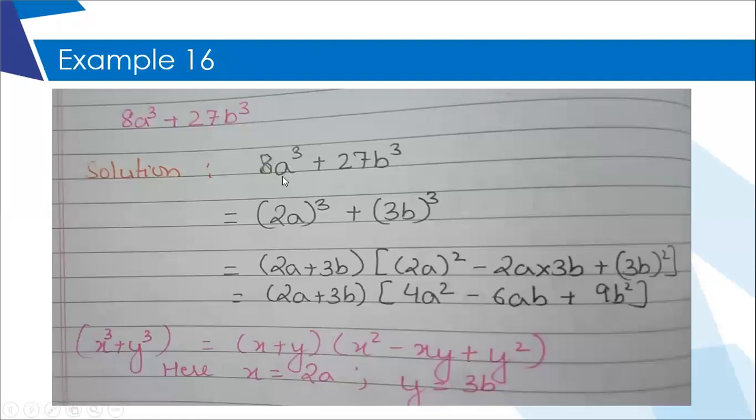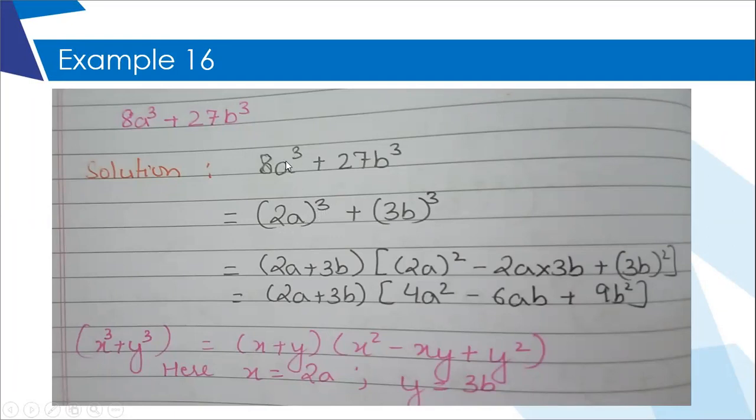If you see the first term, children, there is a cube on a only and not on 8. So I can only apply my identity when the entire term is inside the cube. So I have to make certain changes, in the sense that I will be writing something else in place of 8 so that my entire first term as well as second term comes inside the cube power. So 8 is nothing but cube of 2. So I have written 2a whole cube. Now my number part as well as the variable part, both of them are inside the cube.